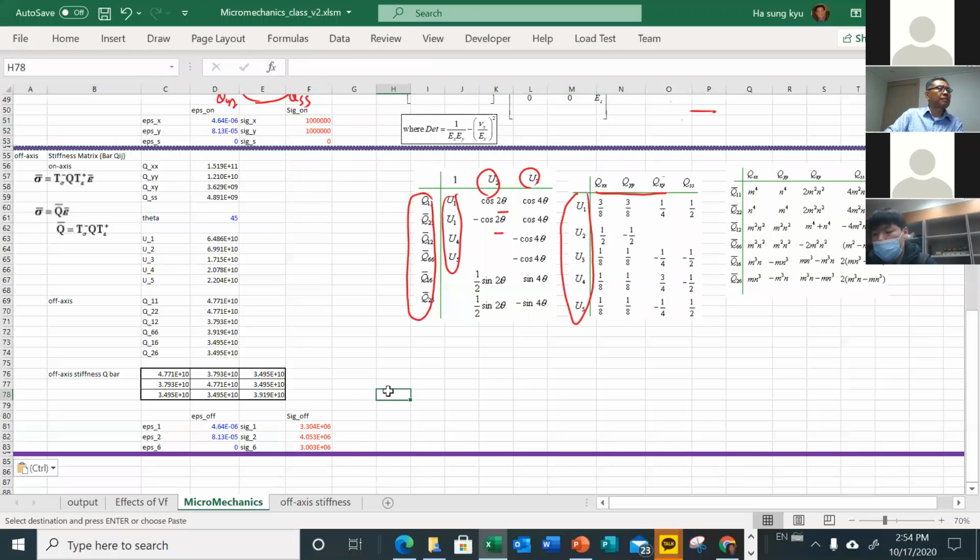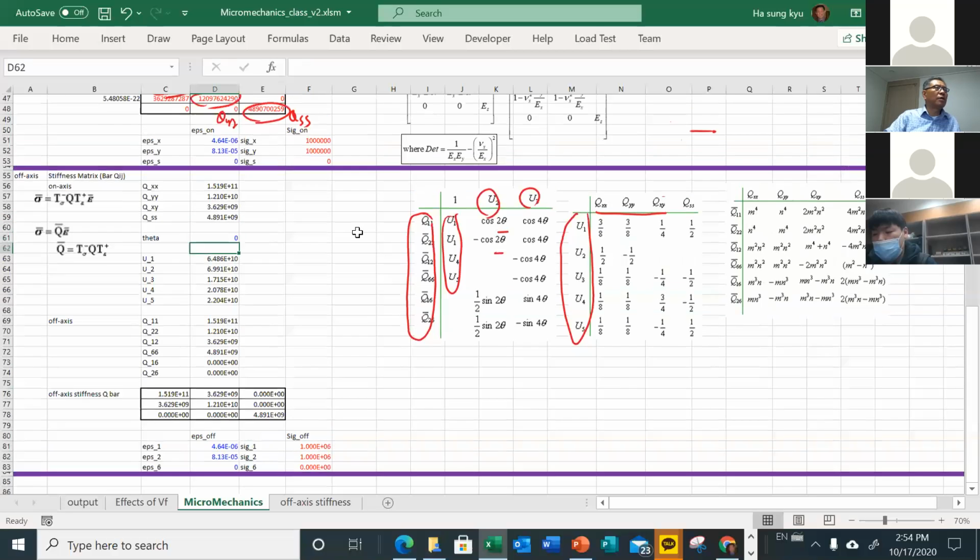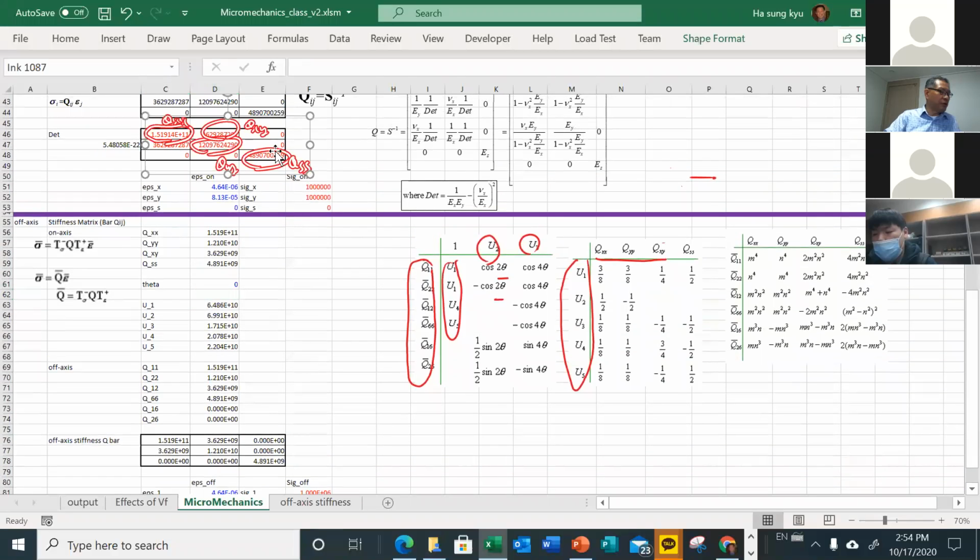Okay. After programming, we need to always double check that these are all well programmed. So we check the 0 and make sure these values are the same as these terms. They are.